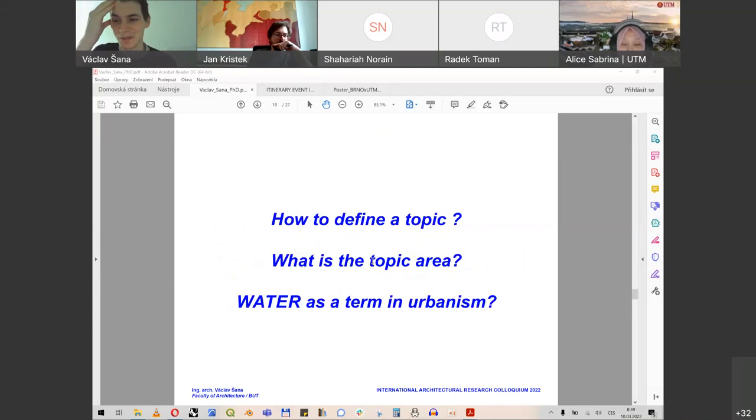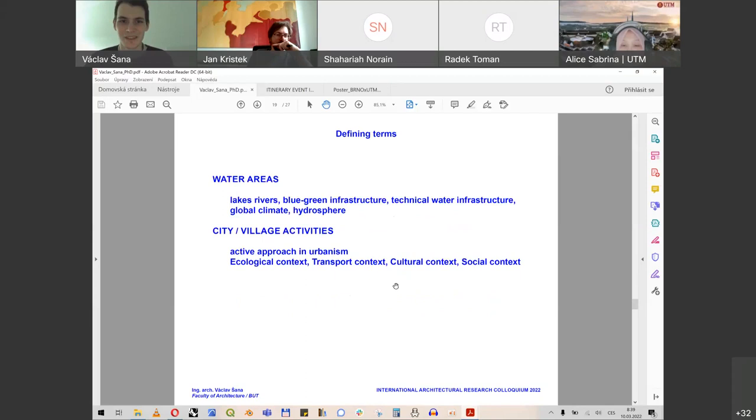The first problem and the first question was how to define this topic, and for me also how to use the knowledge which I gained through my diploma thesis. So what is the topic area, where does water as a topic start and where does it end in urbanism? Water as a specific term in urbanism is not as clear as it looks, because we could imagine almost everything with the term water in urbanism. So first I tried to define terms for myself: what are water areas, what are city and village activities, and what is the active approach in urbanism.